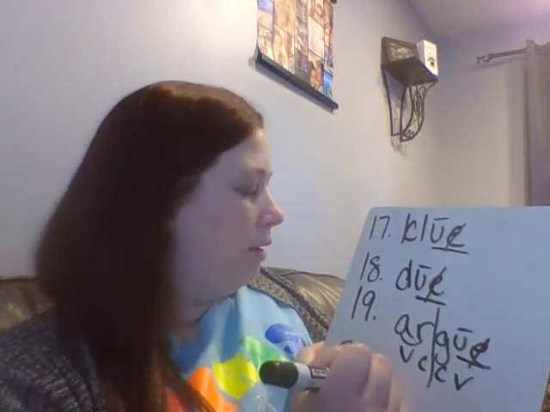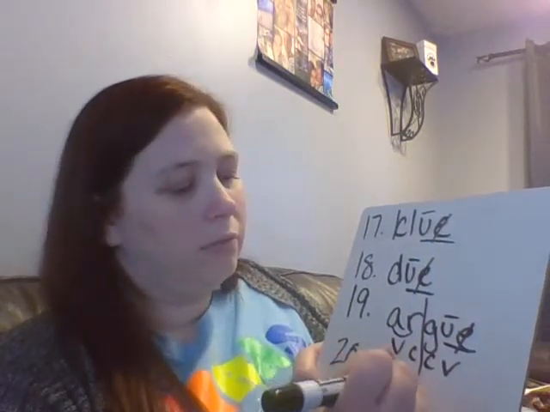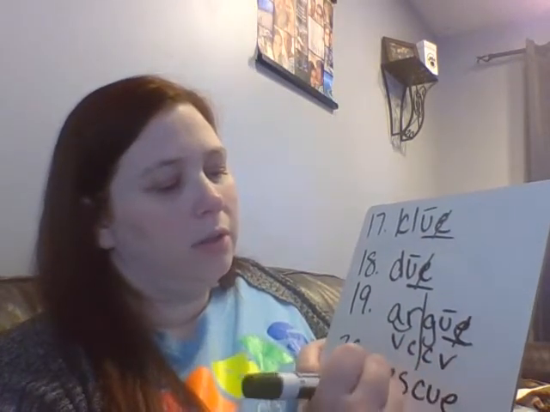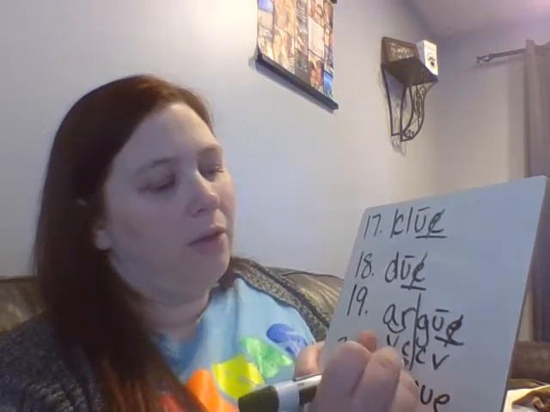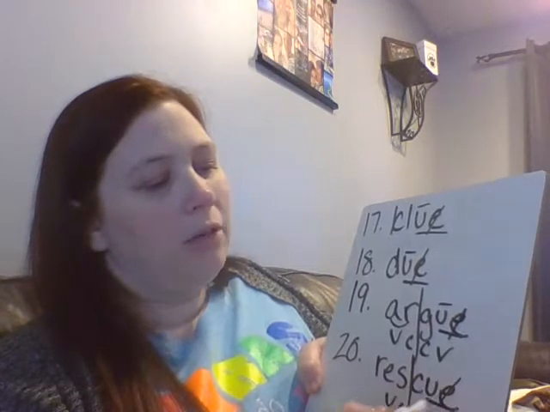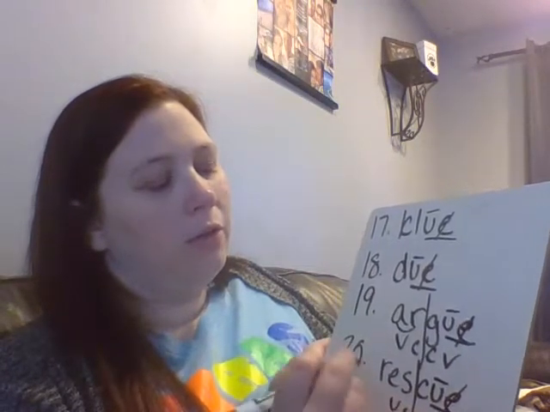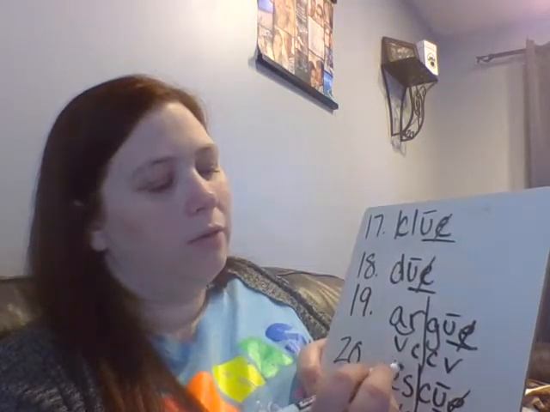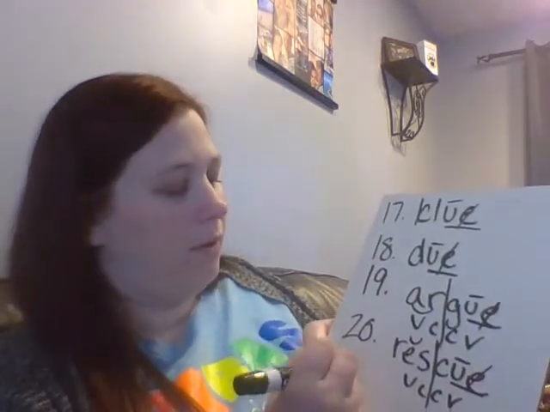Number 20, rescue. Again, vowel, consonant, consonant, vowel. So we'll draw a line between those two. We have our UE blend, draw a line through the E, and the U gets a macron. Here we have vowel, consonant, so our E gets a breve.